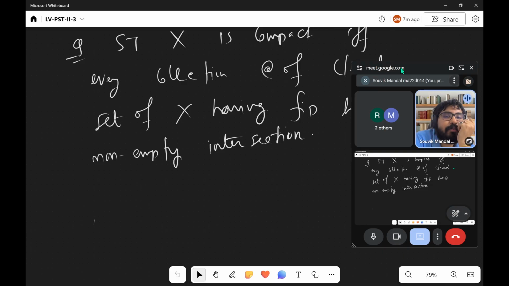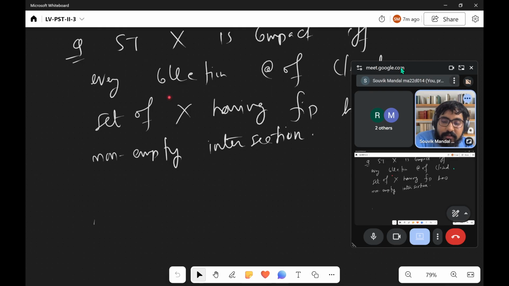No, then what you need to show? Your question is: X is compact if and only if something happens, right? That means you need to assume X is compact and take a collection C having FIP, and you need to show that if you take the intersection of all the elements of C, then the intersection is non-empty, right? The question starts with every collection, correct?